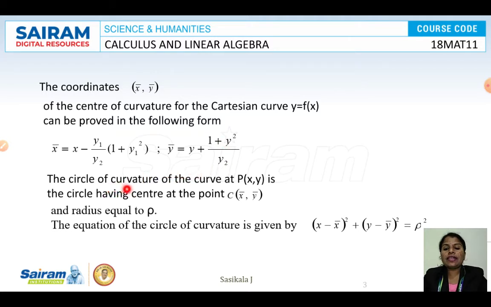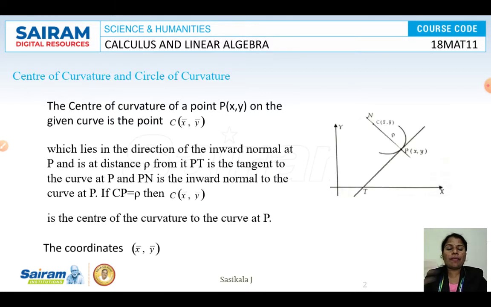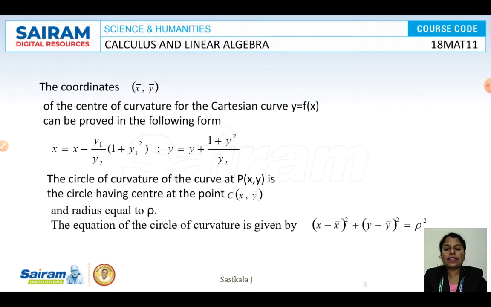The circle of curvature of the curve at P of x comma y is the circle having center at the point C of x bar comma y bar, and the radius is equal to rho. The equation of the circle of curvature is x minus x bar the whole squared plus y minus y bar the whole squared is equal to rho squared. That is called the circle of curvature.